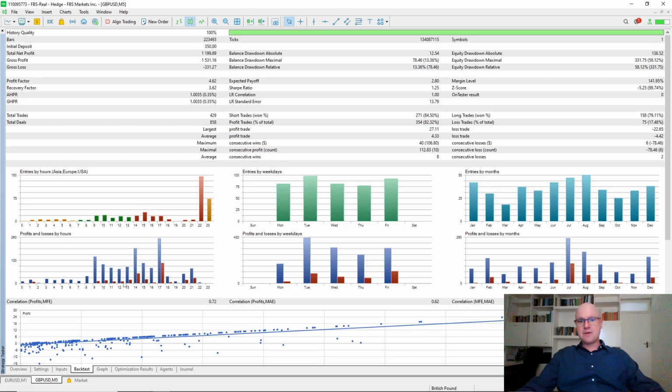If we head over to the backtest results themselves, we'll see a total net profit of $1,199 with an equity drawdown of $330 or a balance drawdown of $78. Again, that very high profit factor of 4.62 with a high win rate of 82.52%. Same as what we see on the official results, we'll see most of the entries between 22 and 23:00 at night, according to GMT+2.